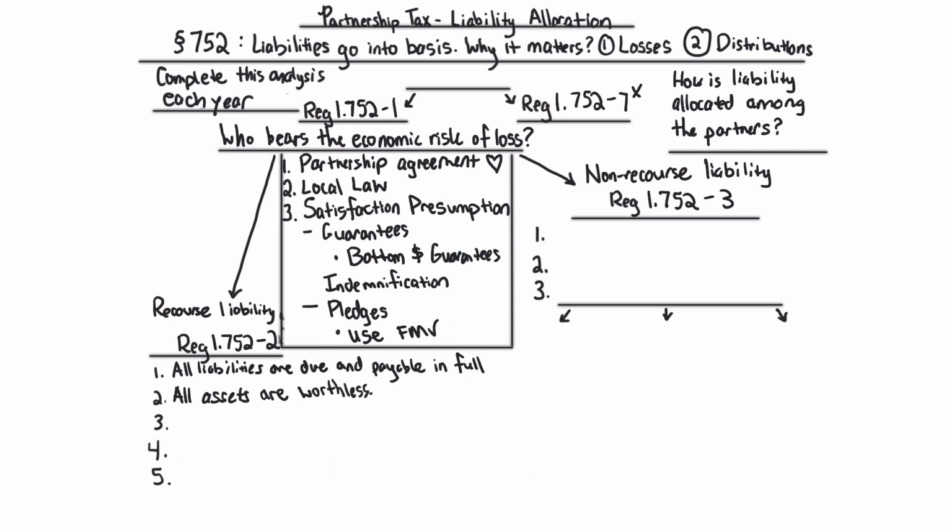The third step, all assets are disposed of for $0 because they're worthless. So all the assets are now disposed. So the partnership is not going to have anything.